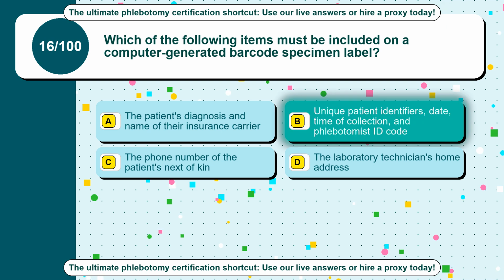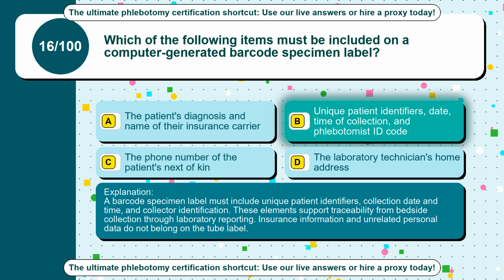The correct answer is option B. Unique patient identifiers, date, time of collection, and phlebotomist ID code. A barcode specimen label must include unique patient identifiers, collection date and time, and collector identification. These elements support traceability from bedside collection through laboratory reporting. Insurance information and unrelated personal data do not belong on the tube label.